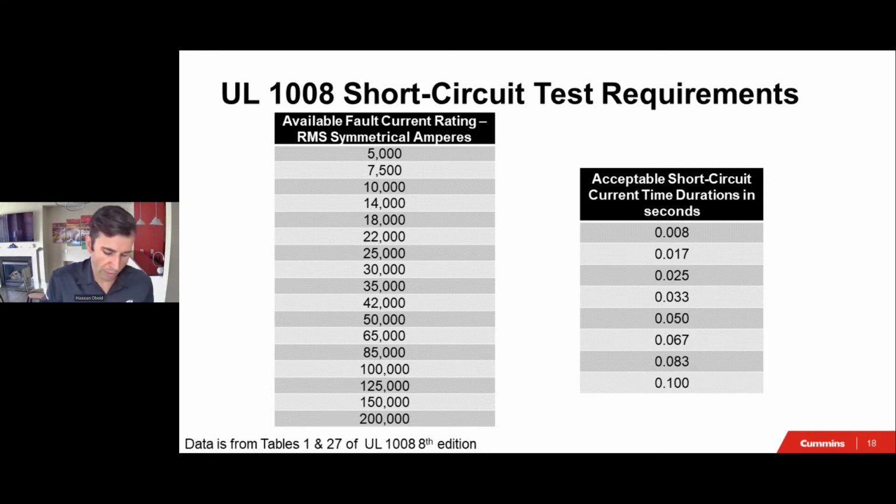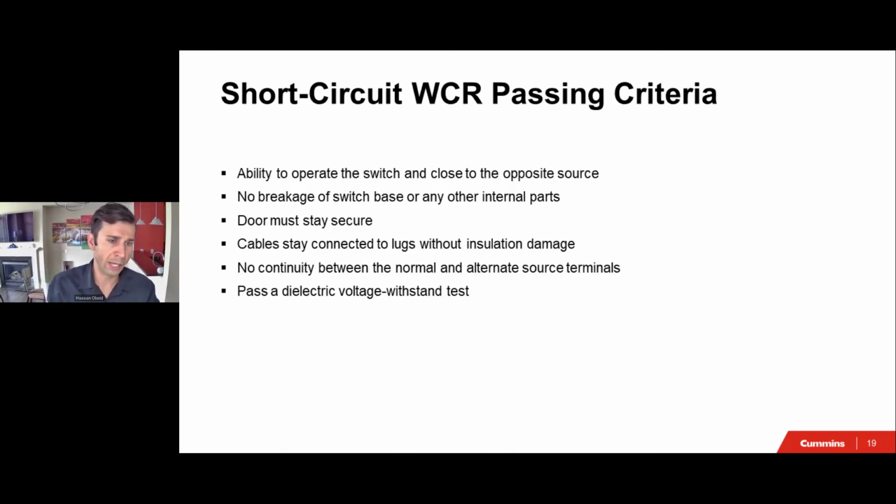So now that we have the transfer switch, the passing criteria for the transfer switch, having survived this short circuit withstand and closing rating, is the ability to operate the switch and close onto the opposite source. Door must stay closed. The mechanism shall not fly out. The cables must stay connected to the lugs without insulation damage. No continuity between the normal source and the alternate source, and pass a dielectric test. So basically it ensures safety.